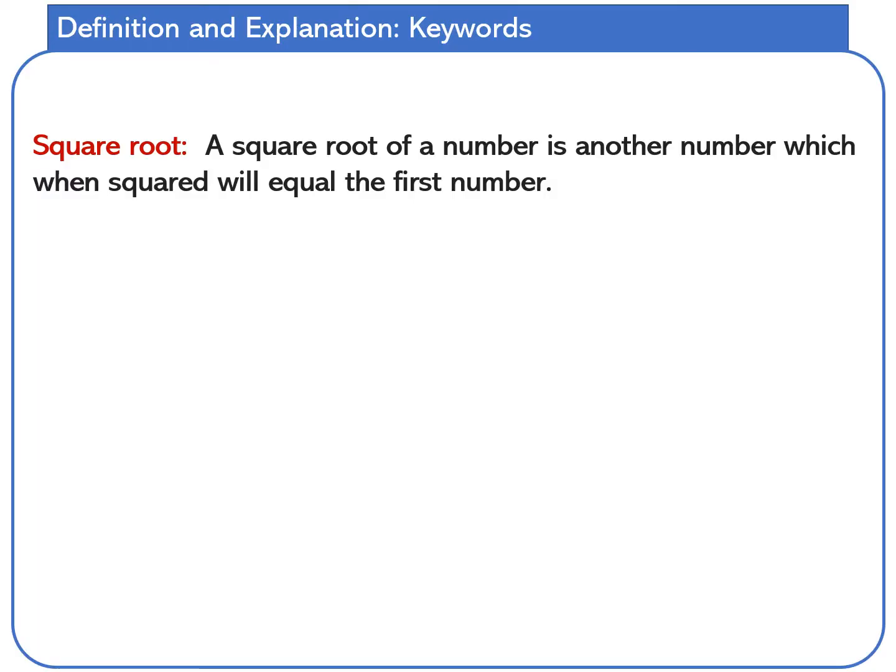A square root of a number is another number which, when squared, will equal the first number. So simply put, if I have the square root of 25, that is equal to 5.